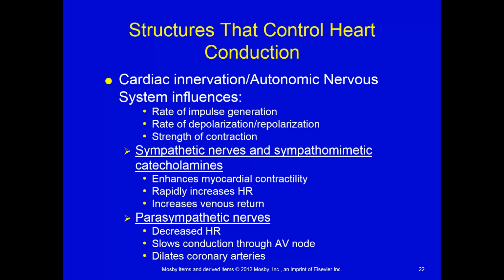So your heart needs to be able to increase at certain times in your life. It's the autonomic nervous system that helps us do that. It can control the rate of impulse generation. It can control the rate of depolarization and repolarization. And it can actually increase or decrease, if need be, the strength of contraction. So the autonomic nervous system can help with contractile force and with how fast the heart's beating.